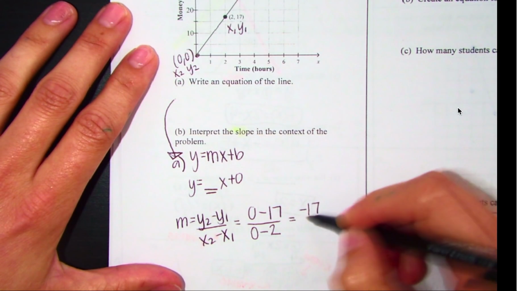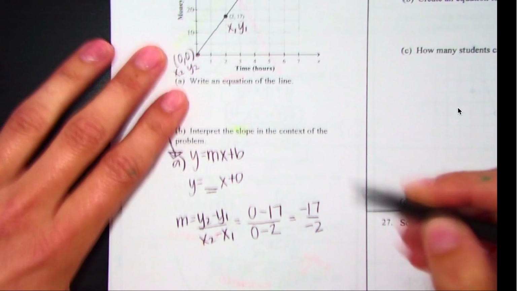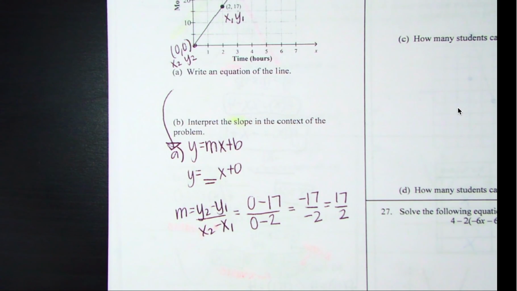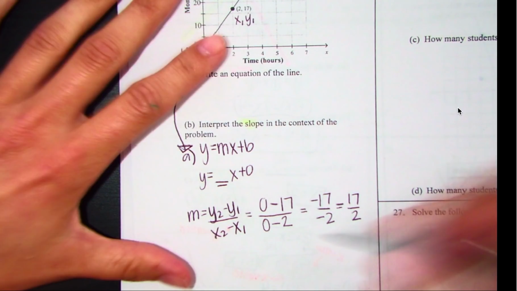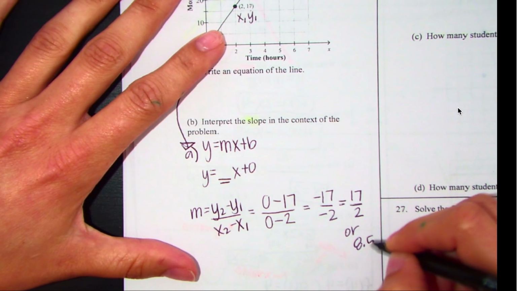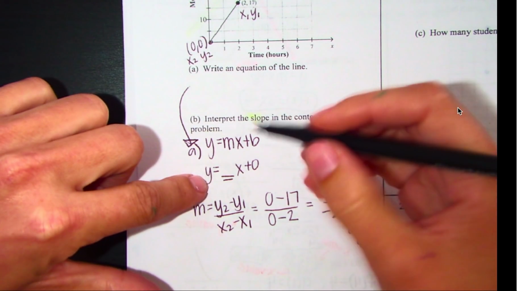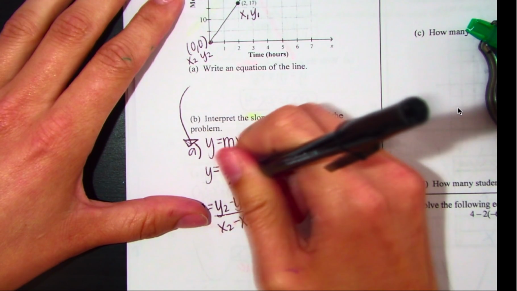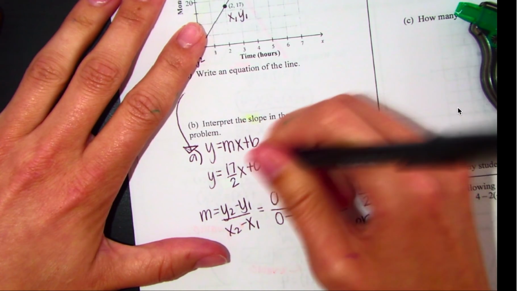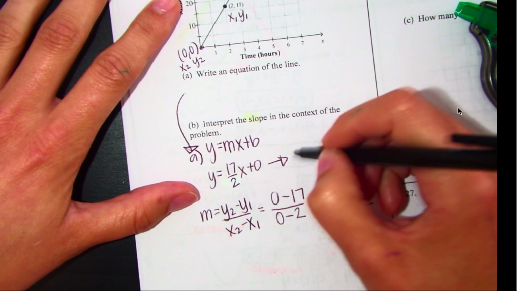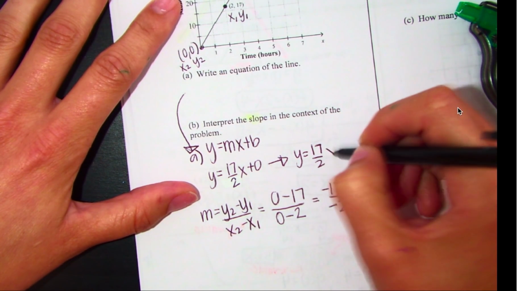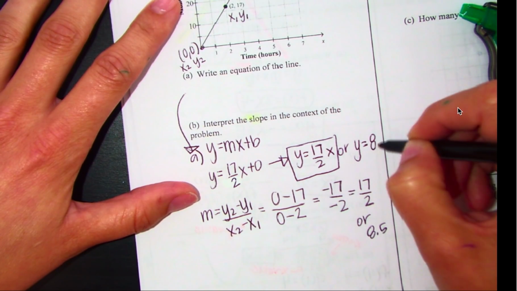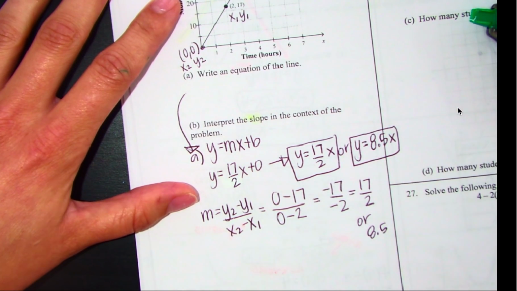0 minus 17 is negative 17. 0 minus 2 is negative 2. And I get positive 17 over 2 for my slope. In other words, you can also say 8.5. So my equation is going to be y equals 17 over 2x plus 0. Let's clean that up. I'm going to rewrite that over here. Y equals 17 over 2x is a good answer. Or you could say y equals 8.5x. Either one of these is perfect.